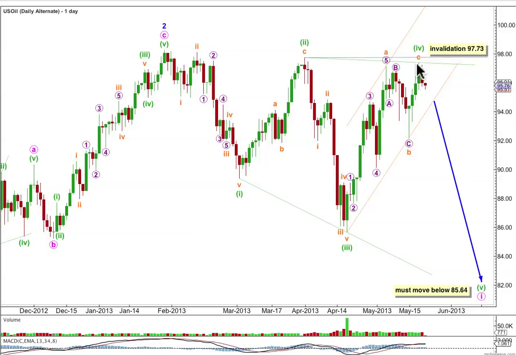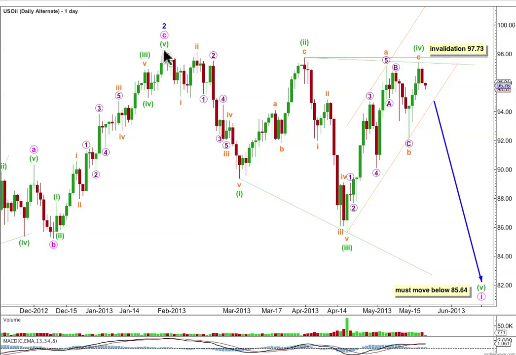So for this alternate as well, I'd still be expecting one final upwards move, probably to make a new high above this point here. For this alternate though, within a diagonal the fourth wave should overlap first wave price territory, but it can't move beyond the end of the second wave. This alternate is invalidated with movement above 97.73, and I would expect that we're probably going to see this alternate invalidated in another day or two.